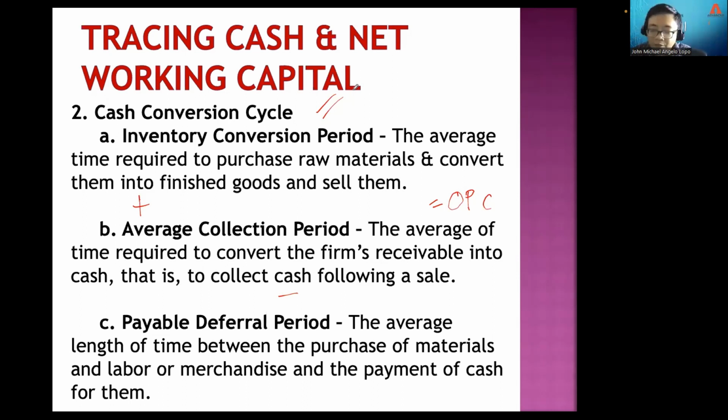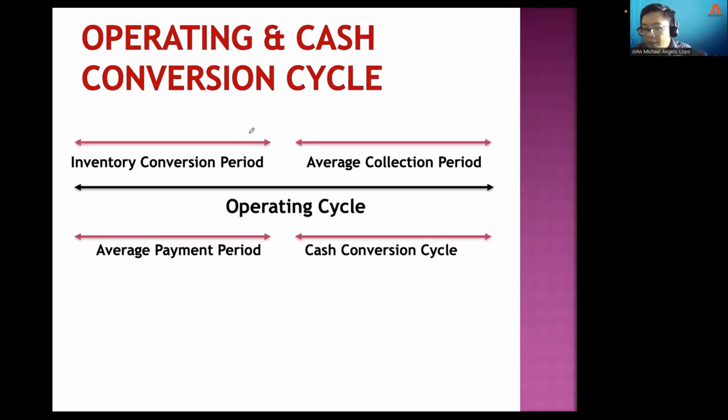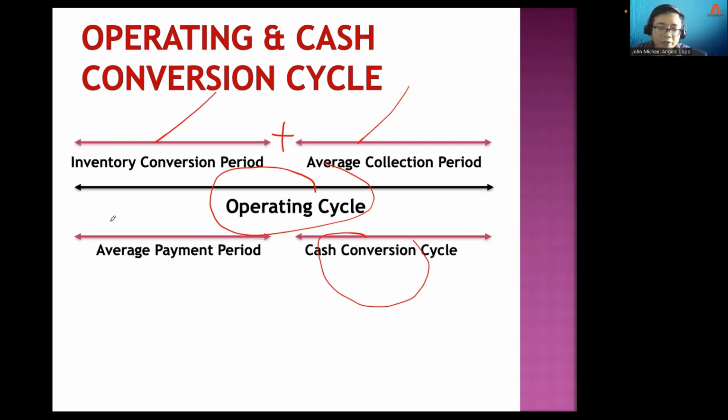That's the payable deferral. Okay. Sige, one by one tayo. Again, when you say operating cycle, you have inventory conversion, you have AR. If you add this one, ang tawag dyan ay operating cycle. If you minus the payable deferral, ang tawag doon ay cash conversion cycle. If you minus this one, it equals the cash conversion cycle. Yan, umiikot ang operating and your cash conversion cycle.